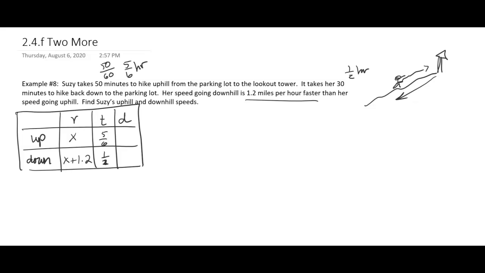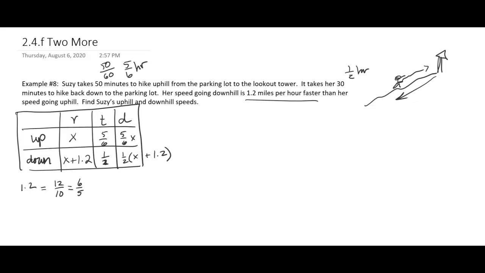Okay, the distance then she goes uphill is 5/6 times x. The distance that she goes downhill is 1/2 times x plus 1.2. I could make that a fraction. I could make it 12/10 and then reduce that. Okay, well, let's do that. So 1.2 is equal to 12/10, which is equal to 6/5. So that might be a little bit easier to work with.